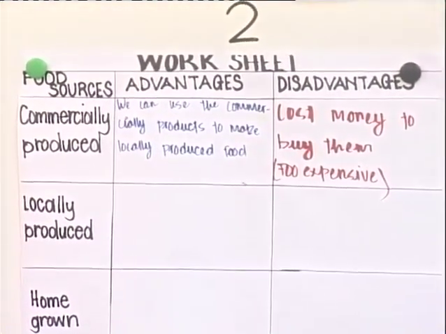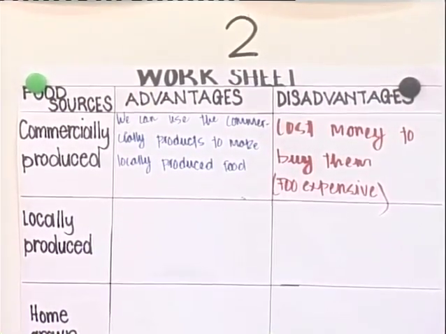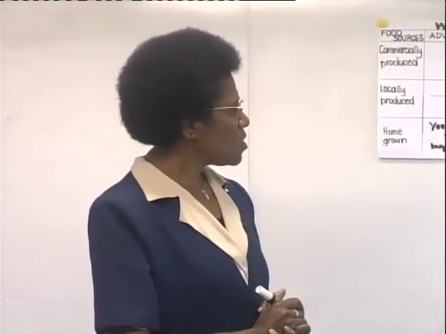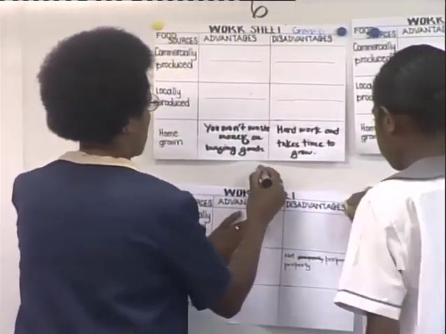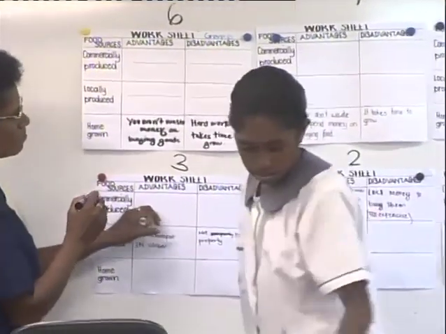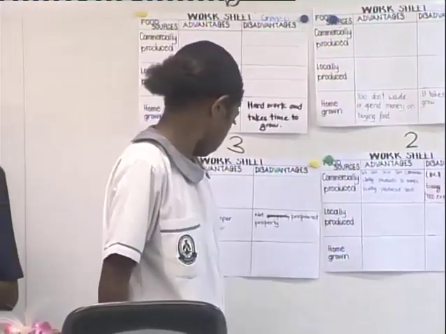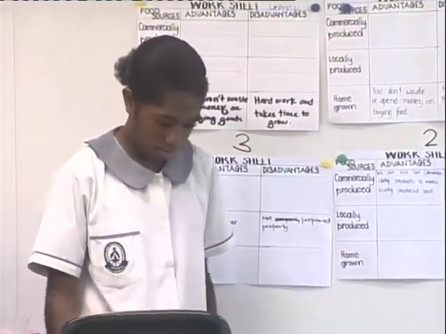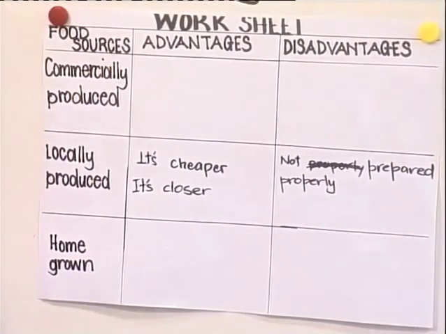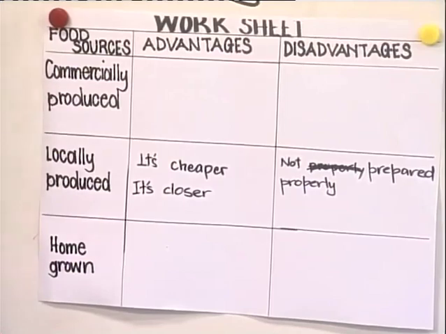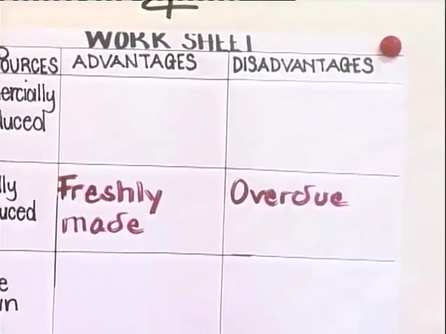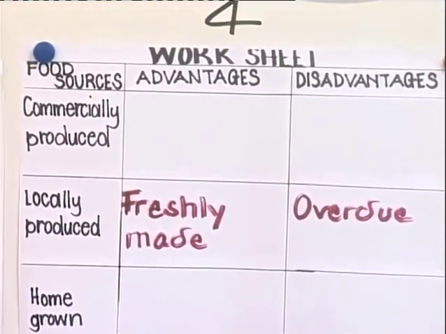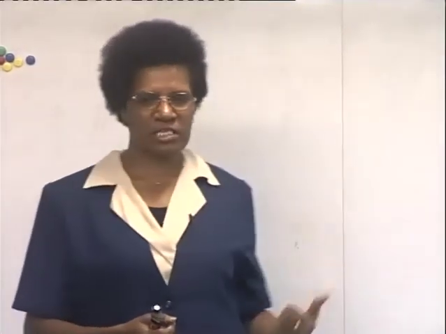Let's have group 3. We still have 5 yet to come. Okay, 3 and 4, we will have Trisha to present their 2 papers. For group 3, the advantage of locally produced food is it's cheaper, it's closer, and the disadvantage is it's not prepared properly. And for group 4, it's freshly made and overdue. Thank you. Right, thank you. We'll have someone to present 6. Okay, we only have 6, so let's have 6.